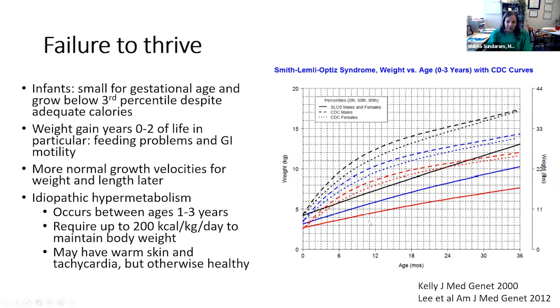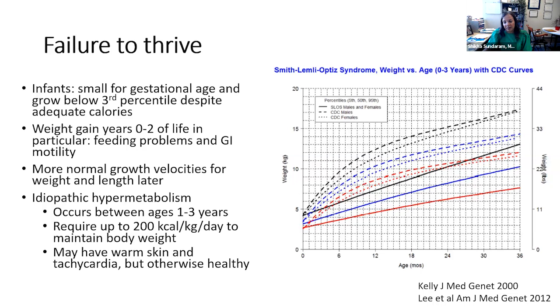I did not know previous to starting to prepare for this talk, but it has been pretty well described that patients with Smith-Lemli-Opitz also seem to have a problem with hypermetabolism in the first 3 years of life. And so they may require up to 200 calories per kilo per day just to maintain their body weight. And to level set for you, that is 2 to 2.25 times more calories than we would expect for a child of the same age who was not affected by Smith-Lemli-Opitz.